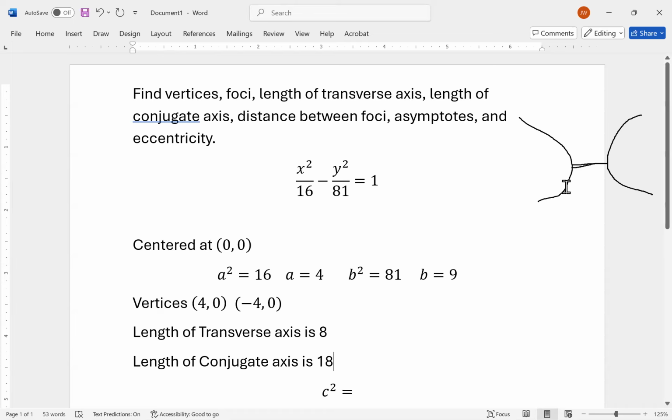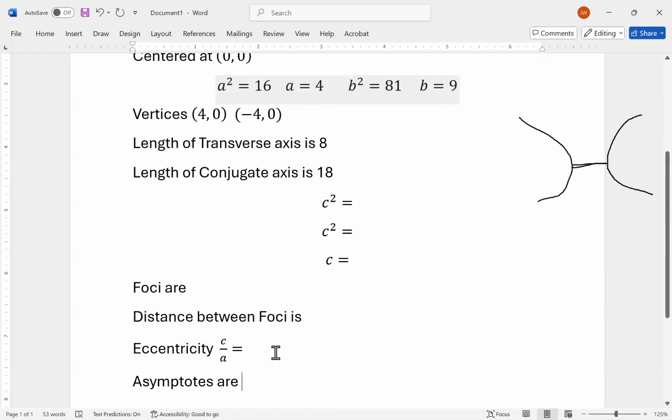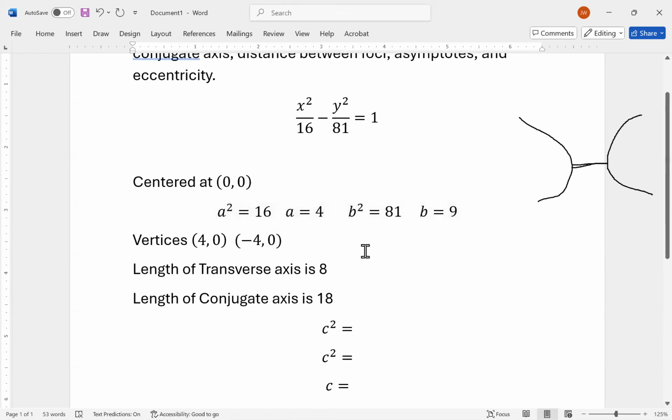Now, the other two features that I can do with just a and b is I can find the asymptotes. So might as well do that right now. Notice that the b squared is underneath the y.